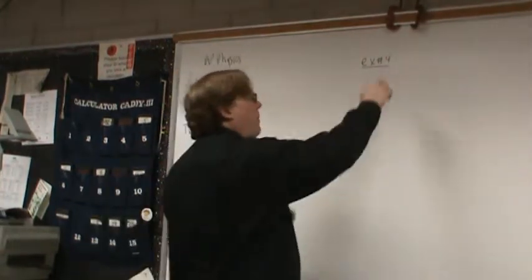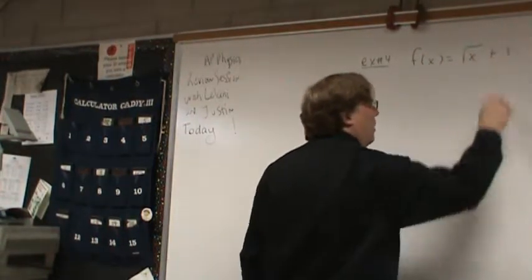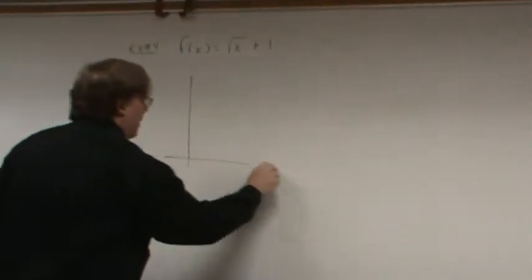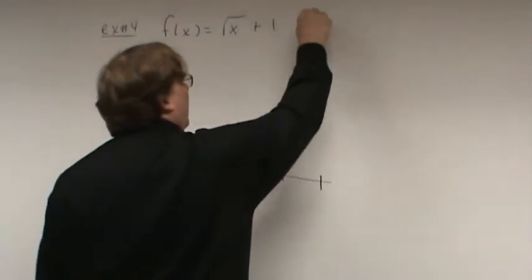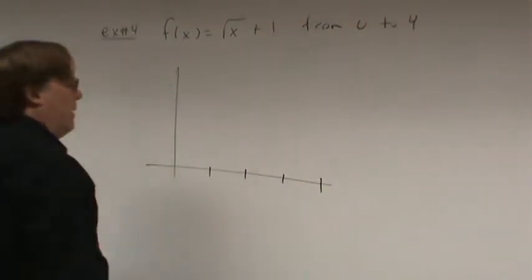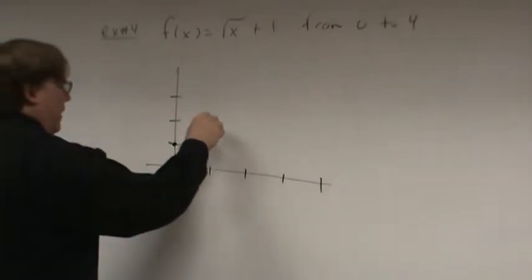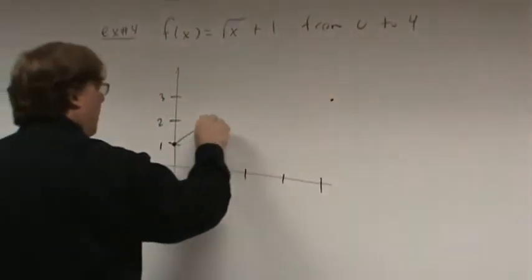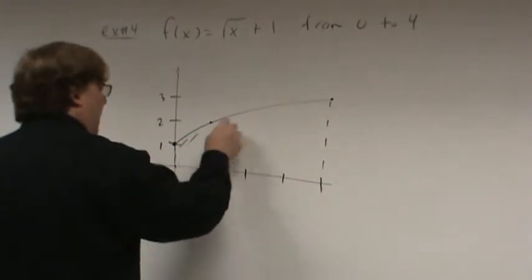Remember the function we were using yesterday? f of x equals the square root of x plus 1. I wanted to approximate the area under this, from 0 to 4. And so my function looks like this. Okay, and I want to estimate the area.